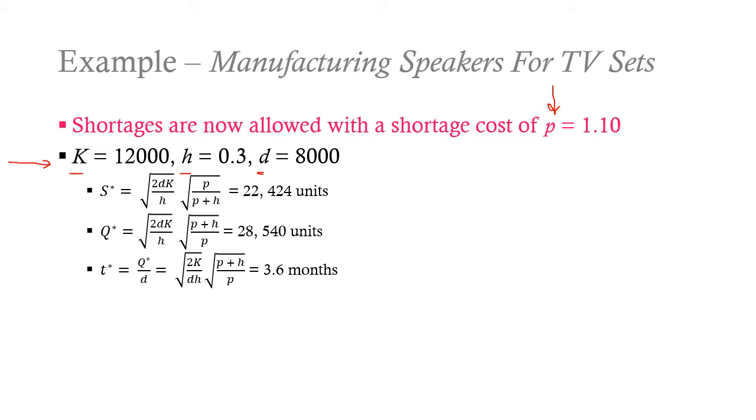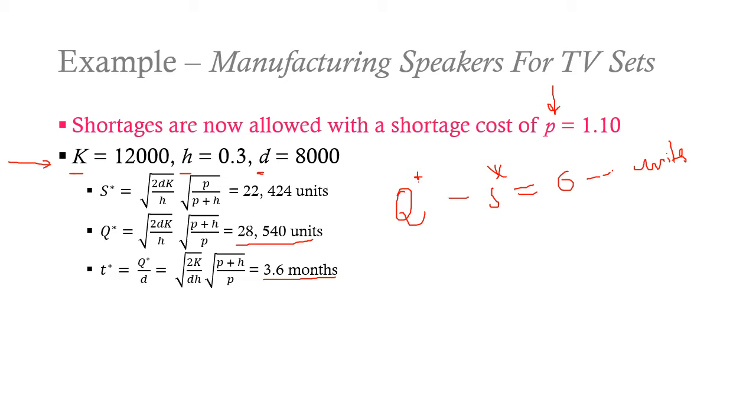These values indicate that the manufacturer should produce 28,540 units every time he sets up the production of speakers, and the manufacturer should set up the production of speakers every 3.6 months. Finally, we can also calculate the maximum number of speakers that can be back ordered, or the maximum shortage of the speakers allowed, by subtracting S star from Q star, which comes out to be 6,000 something units.